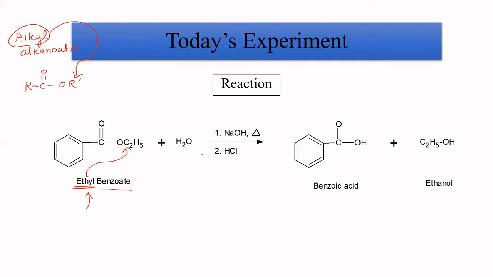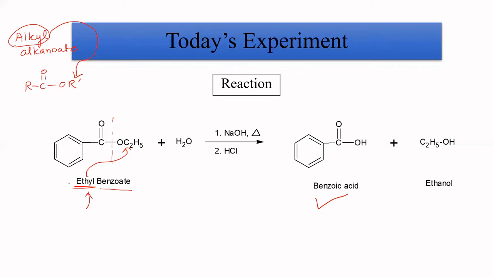Its hydrolysis, again, has two steps. First is alkaline hydrolysis and the second one is acidification. So when this reaction happens, the alkoxy group is going to leave. This gives the formation of benzoic acid and the byproduct will be ethanol. So our aim is to prepare this benzoic acid by the hydrolysis of ethyl benzoate. Okay, so let us start with the actual experiment now. This is your reaction: ethyl benzoate on hydrolysis gives benzoic acid.